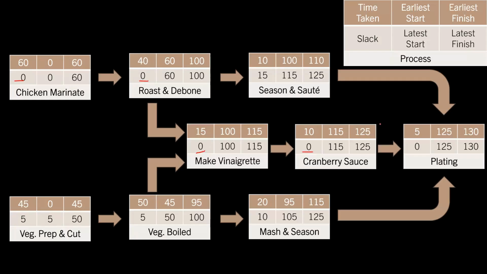So why is slack of 0 a critical path? Because slack of 0 means there is 0 margin for error. There is no mistake that should happen in these processes. Otherwise, my delivery is going to get delayed.